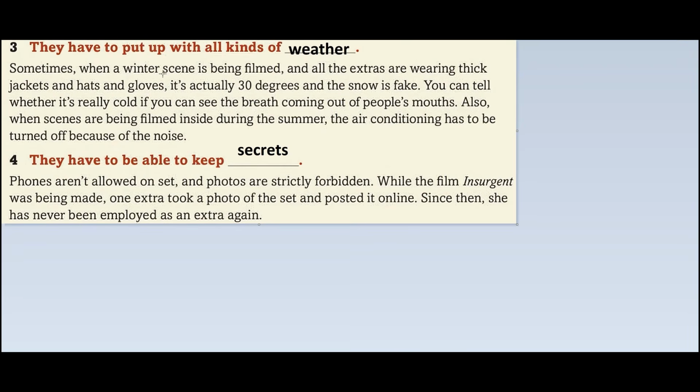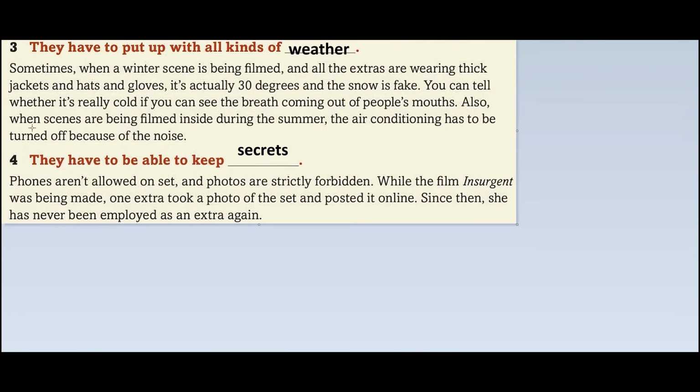Иногда, когда зимняя сцена снимается, все статисты надеты в толстые куртки, шапки и перчатки. Вообще-то на самом деле это 30 градусов тепла, а снег фейковый, то есть снег не настоящий. Это можно определить, you can tell, по тому, слишком ли холодно, если вы увидите дыхание, выходящее из людских ртов.